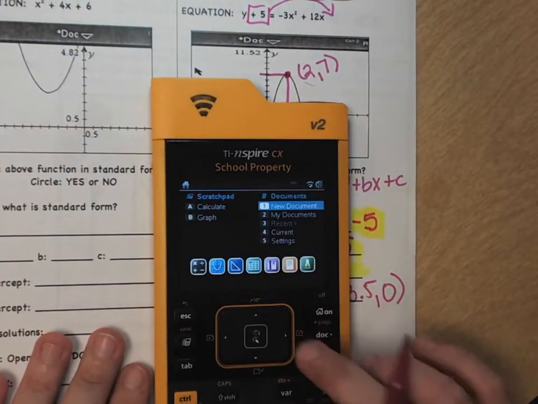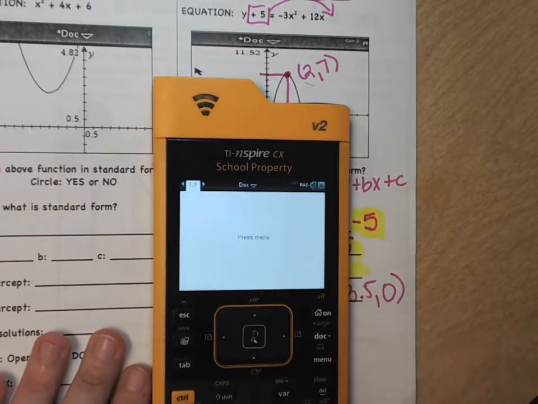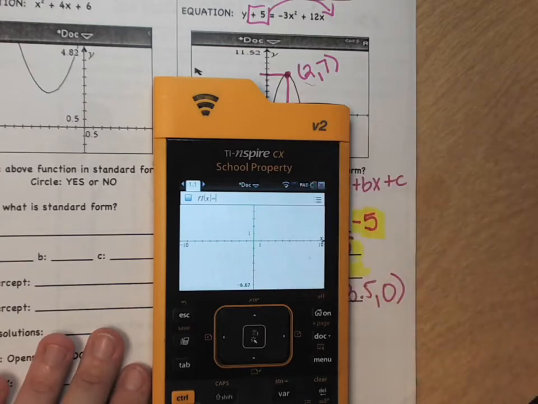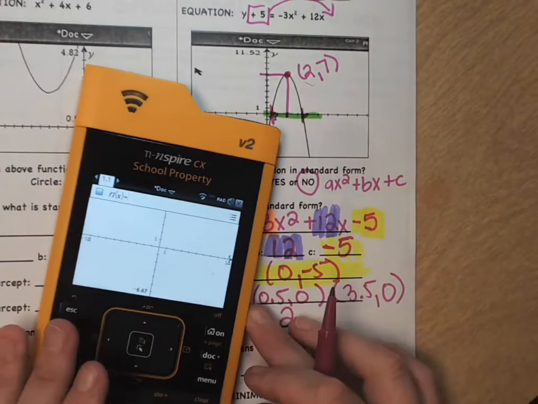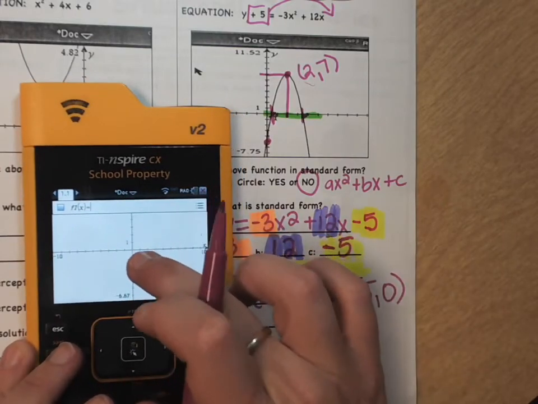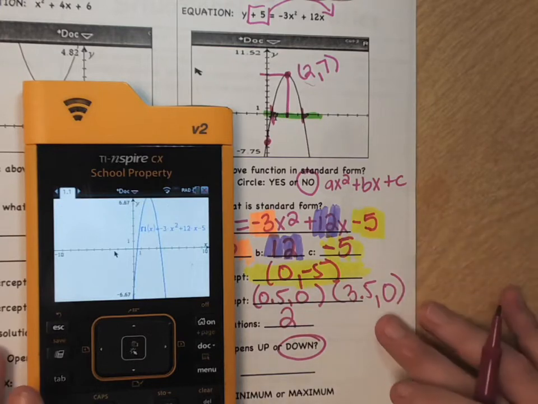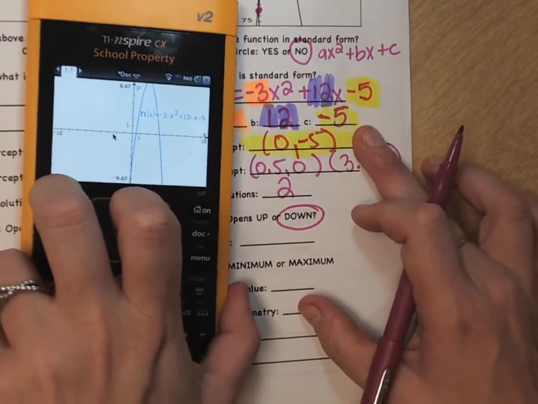Let's go to graph, because I'm going to show you how to find the vertex, because sometimes it's off the picture and you can't see it. So we're going to put our equation in just like we did before, but we're going to put it in the graph so we can see it here. So negative 3x squared plus 12x minus 5. Same picture.